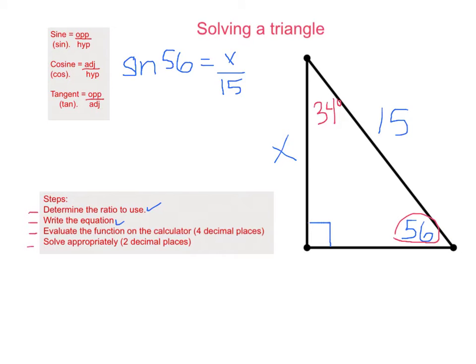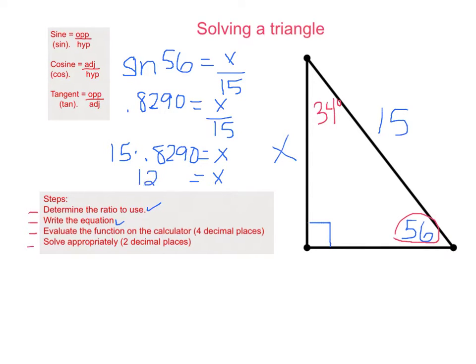We're now going to evaluate this function on the calculator, which means whatever calculator you're going to use, you're going to figure out what the sine of 56 is. It should be 0.8290. Notice I'm going to 4 decimal places, equals x over 15. Now I need to solve that. The way I'm going to solve this is multiply both sides by 15, 0.8290 times 15 equals x. Do the multiplication on your calculator, and you should get 12.43. So in this case, this side, x, is 12.43.